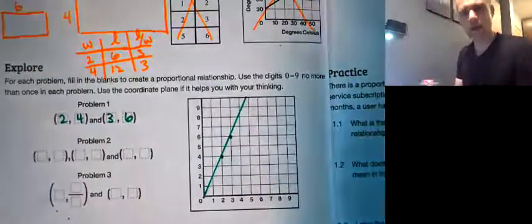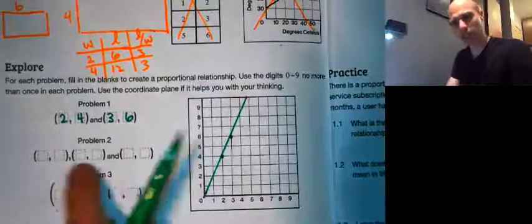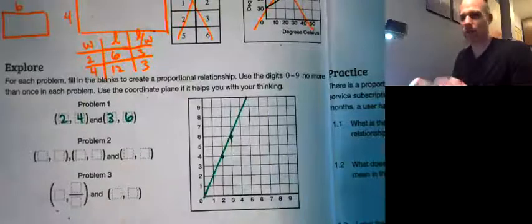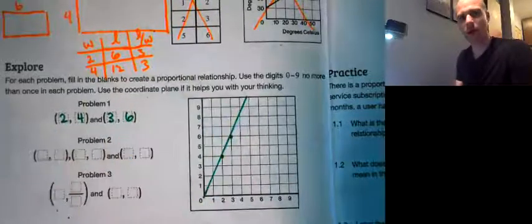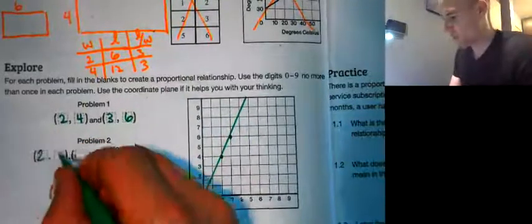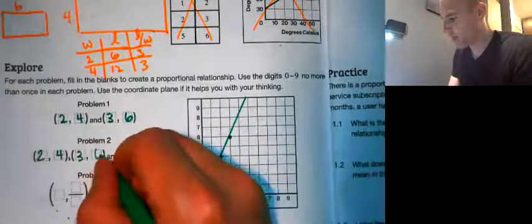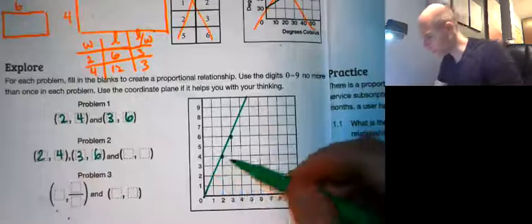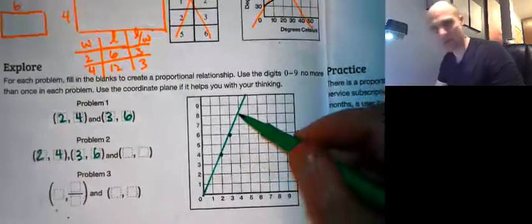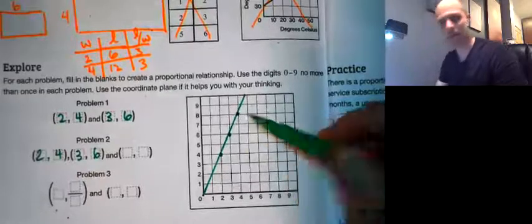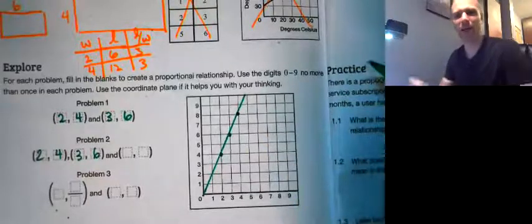And now I have to do one where I come up with 3 points using the digits 0 through 9 without repeating. I'm allowed to reuse the digits that I used in problem 1 now. Well, I think an easy way to do this would just be to go 2, 4 again, 3, 6 again, and then look at my line. It looks like, well, my line's not perfect, it's a little bit off, but 4, 8 is supposed to also be on here. Oh, wait, I can't do that. I already used 4.